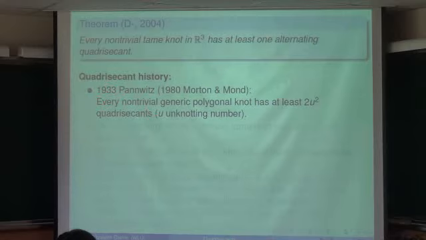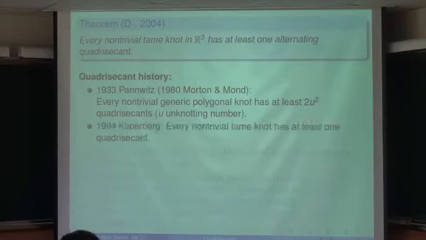And then Morton and Mond in 1980, independently, didn't know about Erika Pannwitz's work, showed that there's at least one quadrisecant if you're a polygonal generic smooth knot. It's just an independent result. And then Kuperberg in 1994, Greg Kuperberg, proved that every non-trivial tame knot, not just polygonal, not just a special kind of polygonal, but any kind of tame knot has at least one quadrisecant.